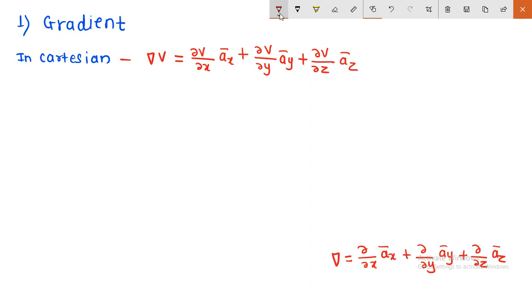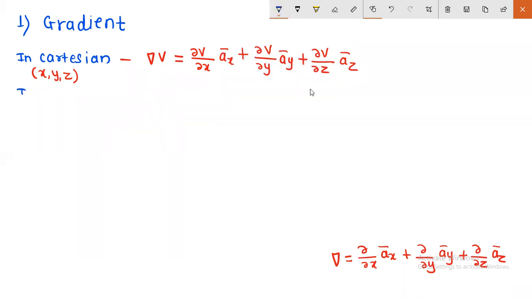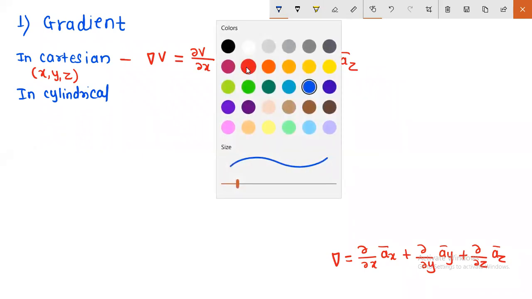Similarly, in cylindrical also you can write it, because in Cartesian the coordinates are x, y and z. Then in the cylindrical system, which are the coordinates?